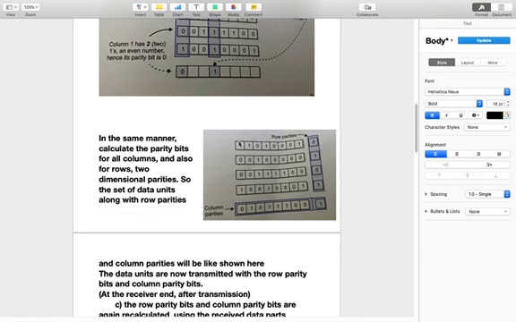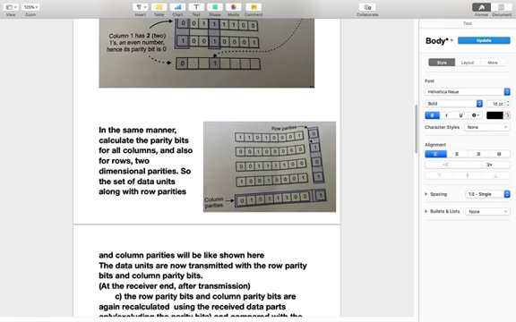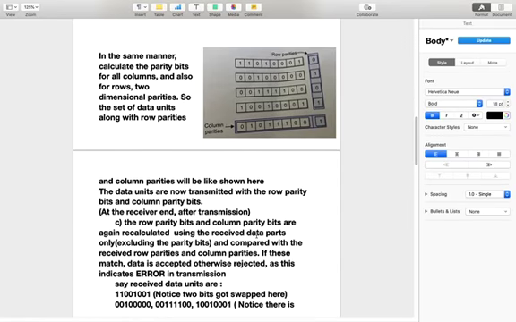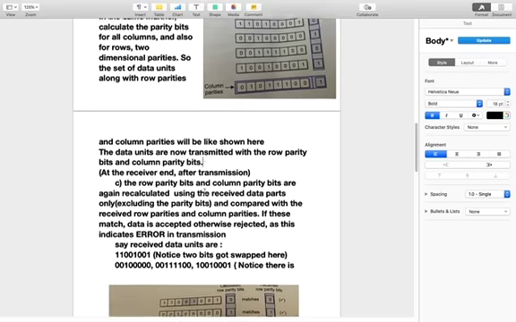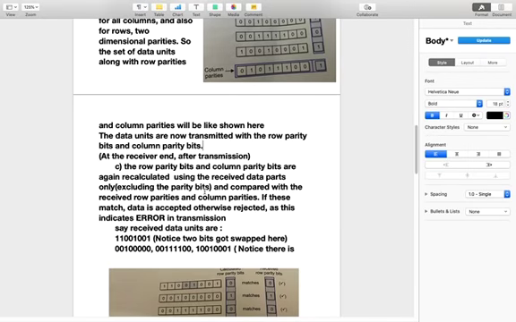First we count column wise how many ones there are, then we add the parity bit according to the number of ones, and the same thing for rows. So after deciding row and column parities, the data units are now transmitted with the row parity bits and column parity bits. So at the same time the data will be transmitted with both row and column parities.